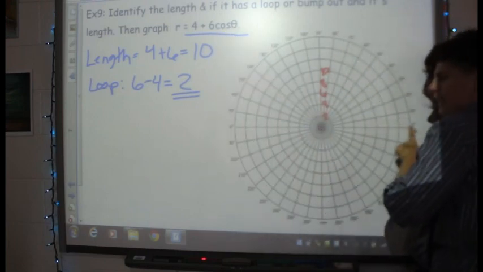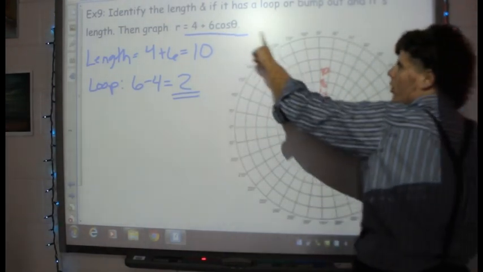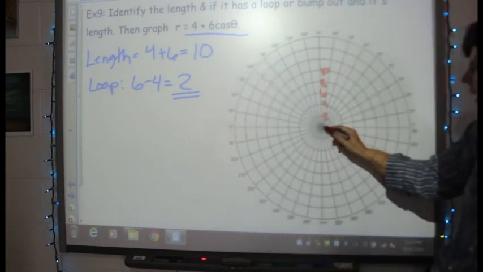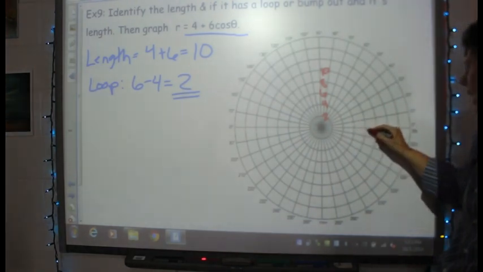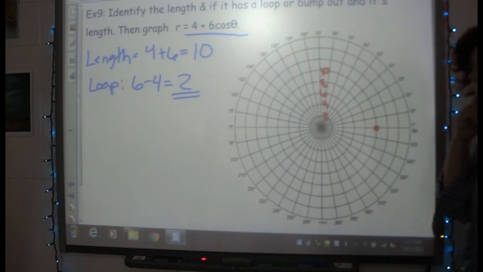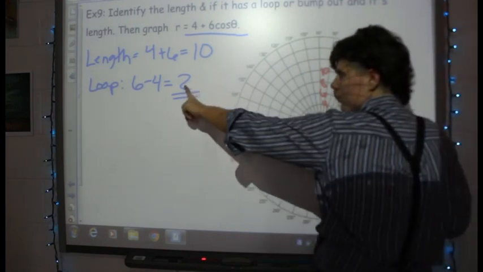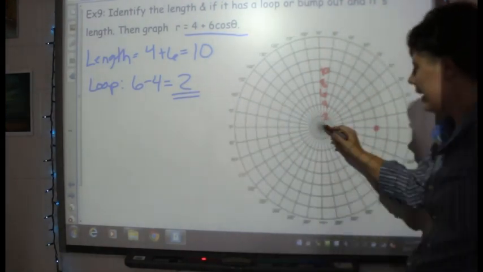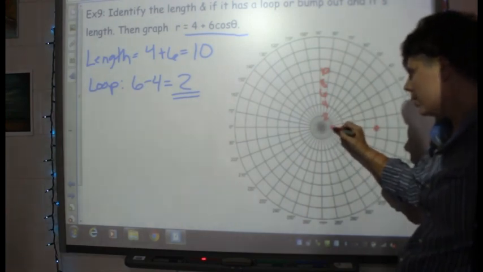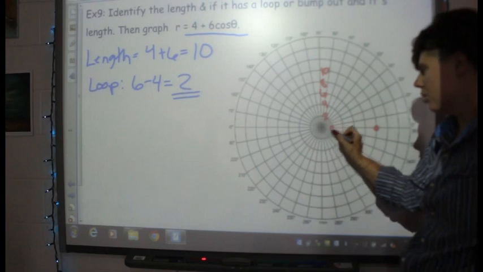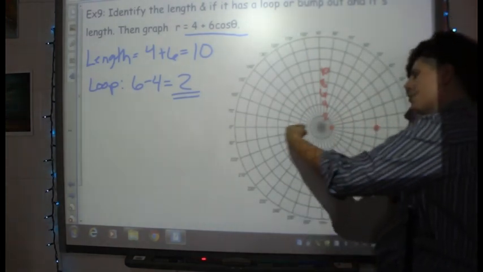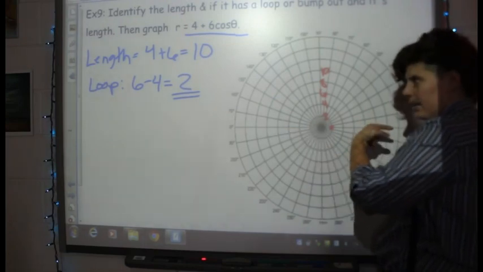So I'm along the x-axis because it has a cosine, and I know I'm going in the positive x direction because it has a plus sign. So I'm going to count out 2, 4, 6, 8, 10, got a dot. The loop has a length of 2, and to do that, you go from the pole and count in 1, 2, or in this case, just 1 unit, because 1 unit is 2. So I counted in 2 towards the length, the same direction towards the length.